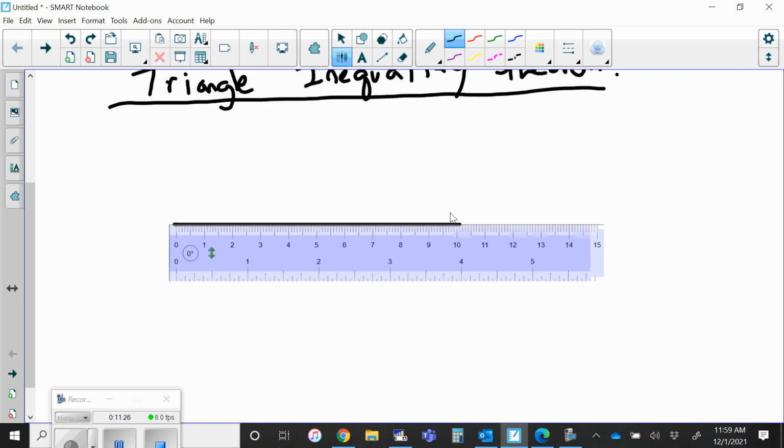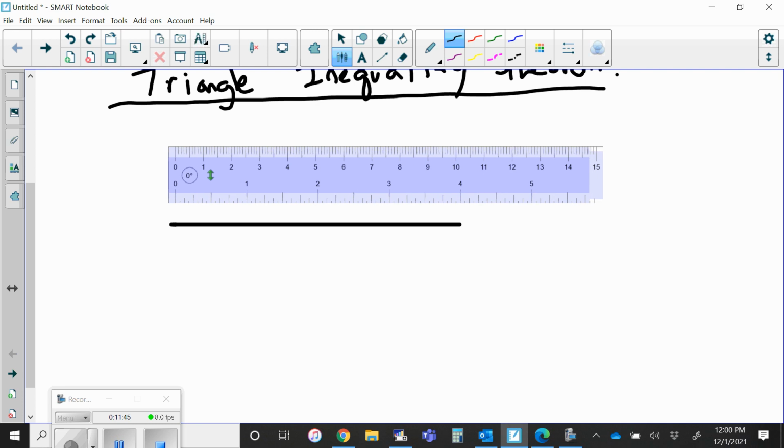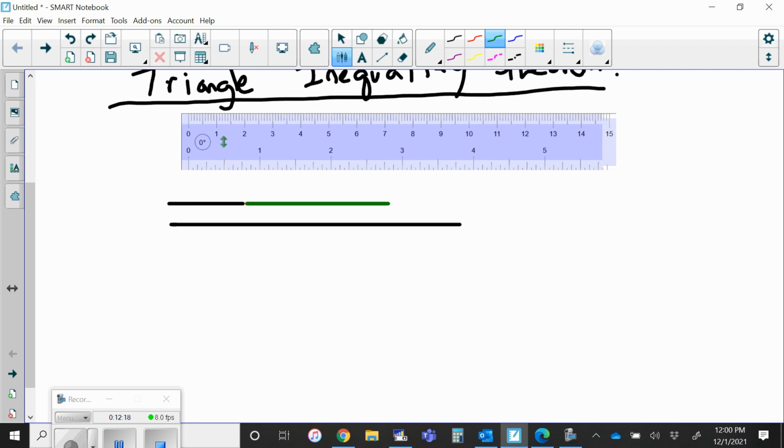So how long is that line right there? About, we're going to call it what? About 10 centimeters, yes? Or four inches if you want to do that. How long is that one? It's 2 inches. The red only. Do we need to make it green? Yes, to make it easier to see. All right.